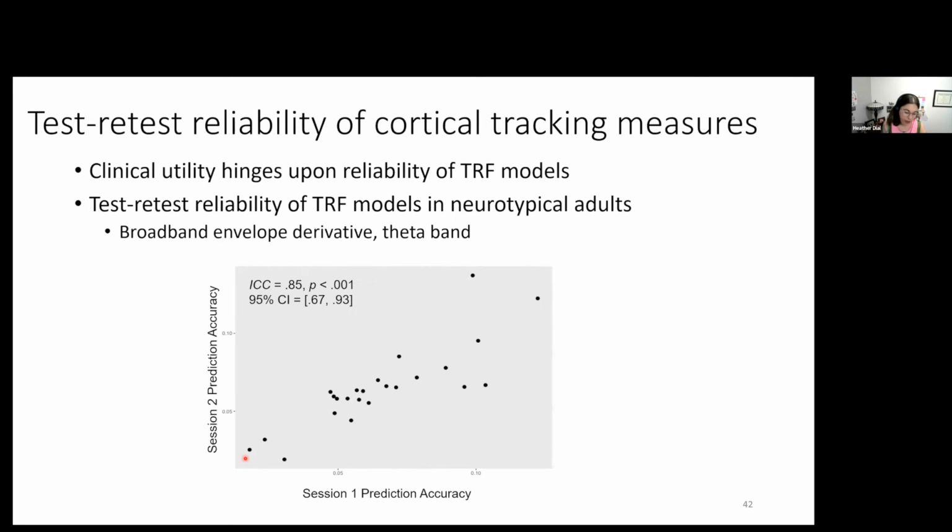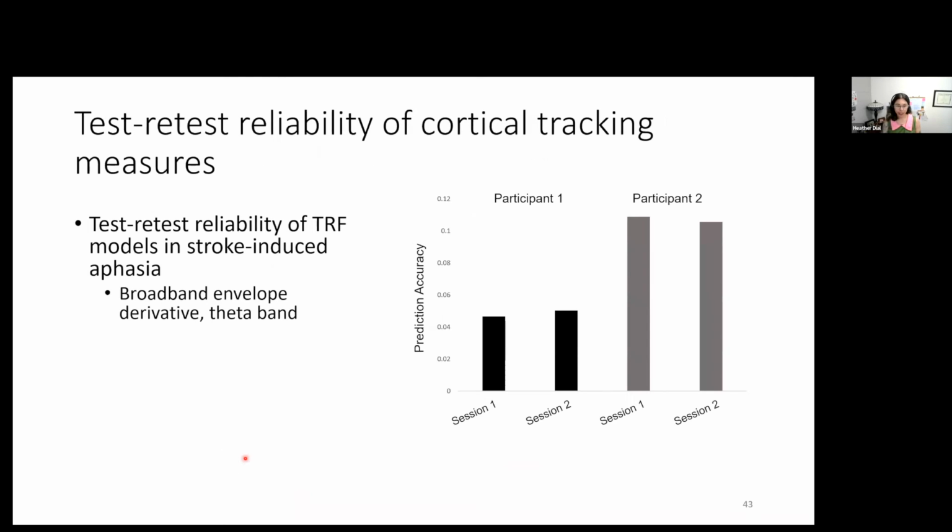We also looked at this in stroke-induced aphasia and have ongoing data collection. Looking at this, I just have 2 participants now, participant 1 on the left, participant 2 on the right, session 1 and session 2 for each with prediction accuracy on the Y. And what I hope you can appreciate is that these are also looking very reliable over time. And so this, to me, is quite promising, potentially indicating that these models not only are reliable, but also could potentially be used to look at neural changes in response to treatment. So we have lots of ideas for how we can use these models in the future.